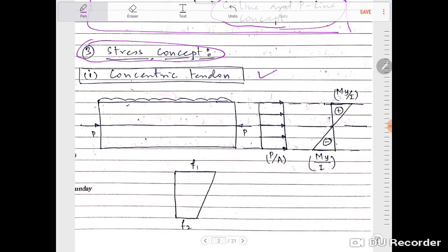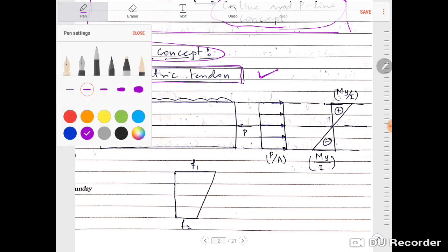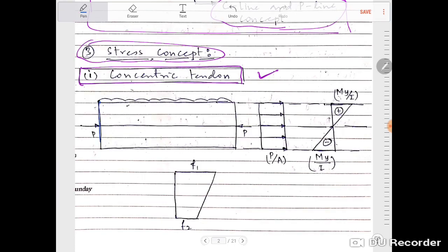Let us apply the stress concept first for a concentric tendon. What do we mean by a concentric tendon? It will be along the centroidal axis or longitudinal axis of the beam. So let us say that this is the beam, subjected to loading like this, and then you have a tendon which is along the centroidal axis like this.